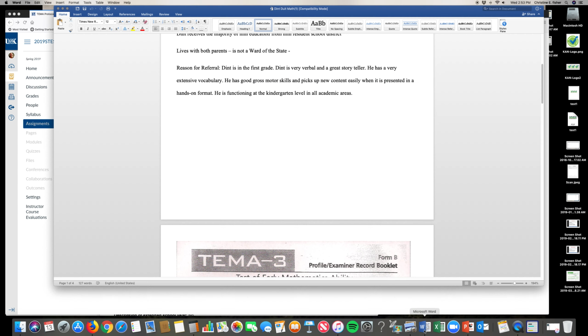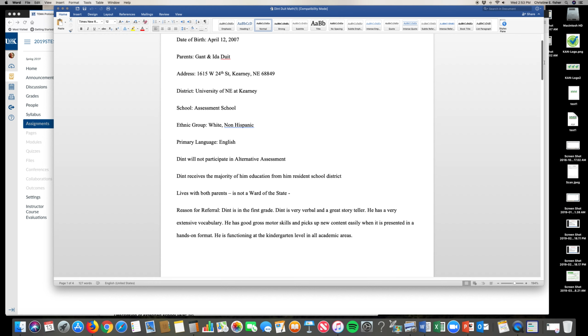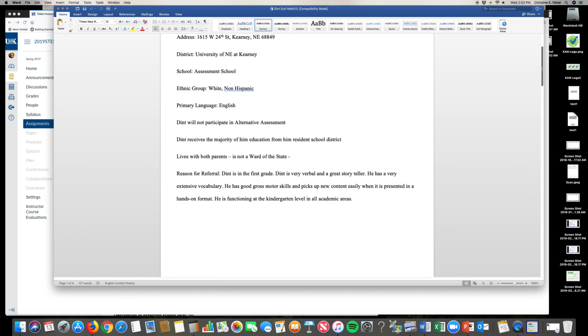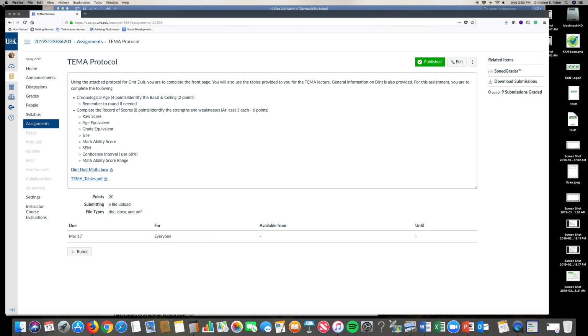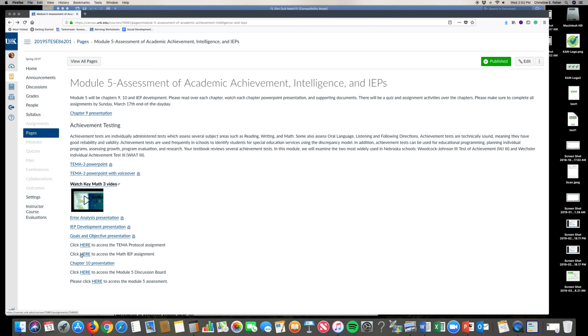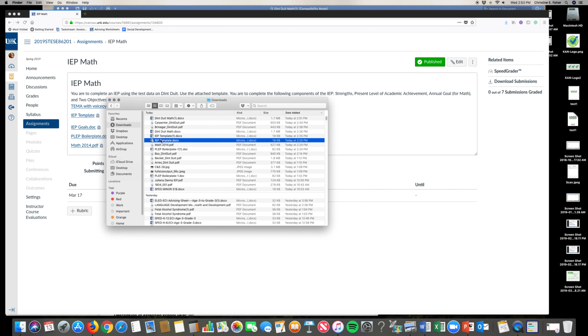Now, with the TEMA protocol, you'll notice that there is information that you'll use on your next assignment for goals and objectives or benchmarks with your present level of academic achievement and performance. So you also want to make sure you have this information up as well. So if I go back and look at the math IEP assessment, I do have the TEMA with the voiceover and the template for the IEP. So here's the IEP template.